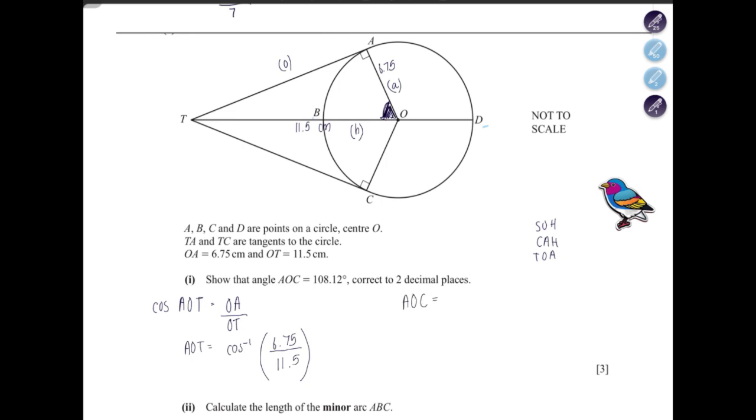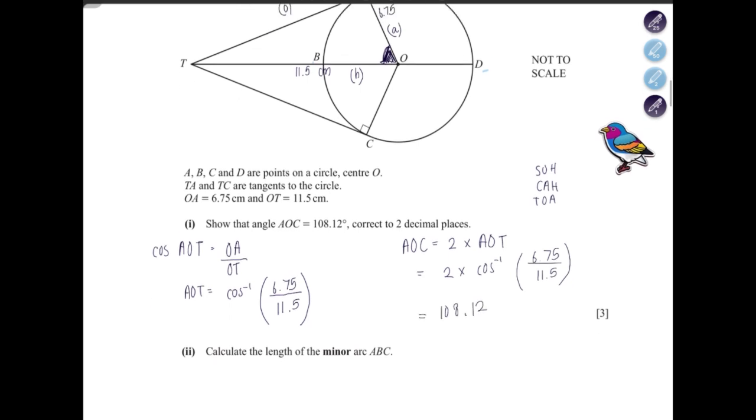Now we can find AOC, which is just 2 times AOT. 2 times cosine inverse of 6.75 divided by 11.5. And the answer is 108.12, as mentioned in the question.